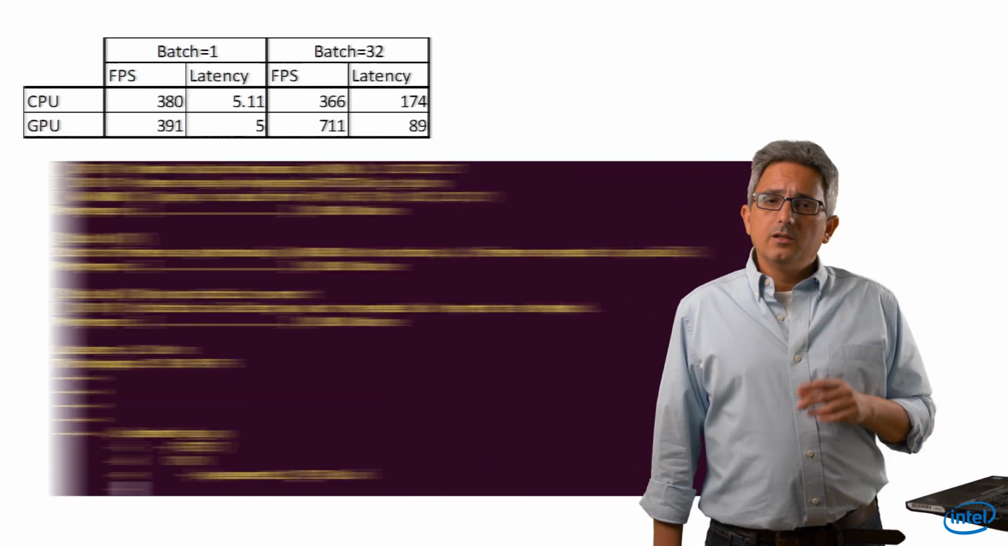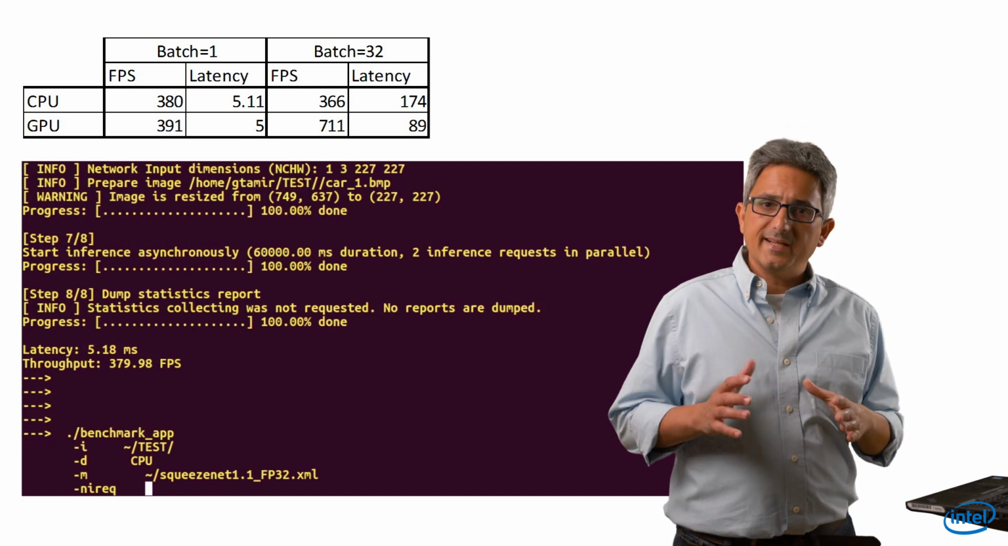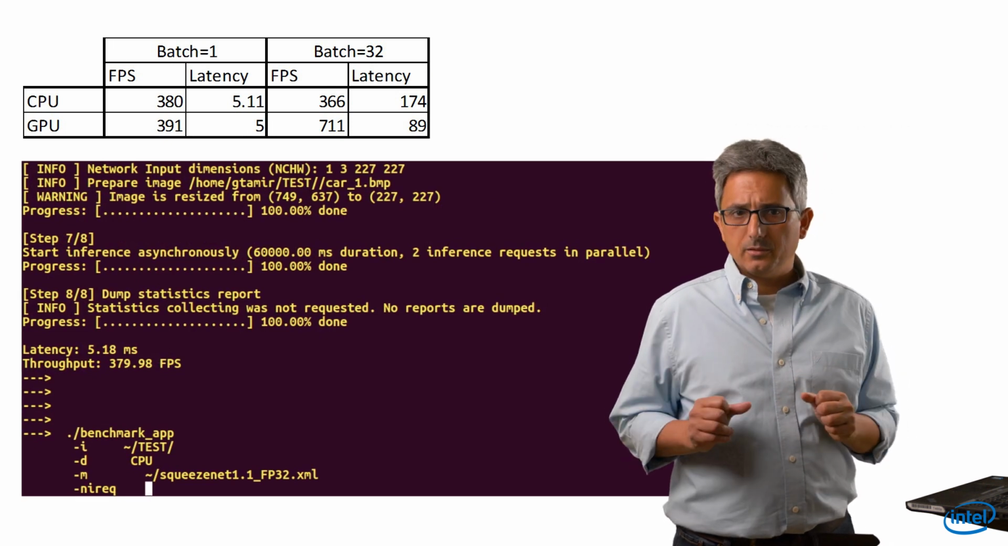Some other interesting flags. -api allows you to run the benchmark in asynchronous or synchronous mode. In asynchronous mode, the inference requests are being launched one after the other without waiting for the result, which will arrive when they finish the execution, asynchronously. -nireq determines the number of infer requests launched in parallel.